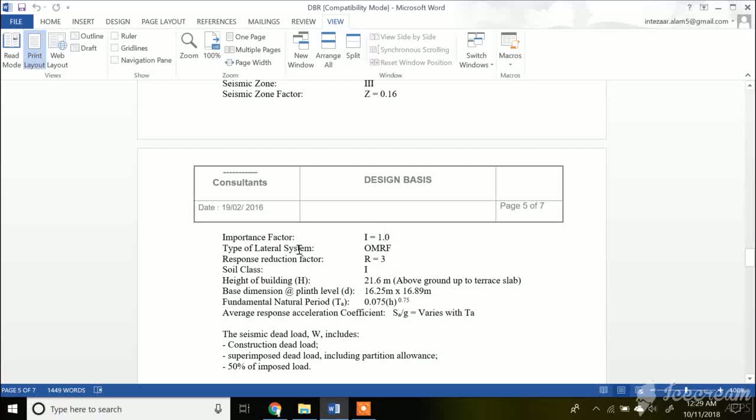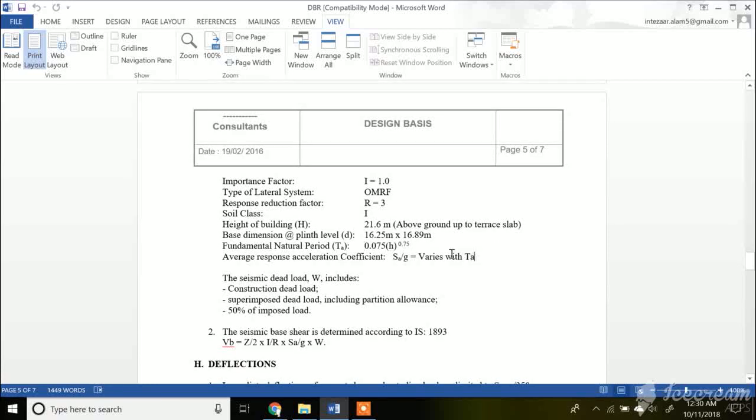Type of lateral system: we are proposing an ordinary moment resisting frame. Response reduction factor as per table 3. Soil class as per your soil investigation report. Height of the building: I'm proposing 21.6 meters above ground. Base dimension: as I said, we will keep the same base dimension, 16.25 meter by 16.89. Fundamental natural time period: this is the formula for calculation of the time period. Sa by g varies with Ta.